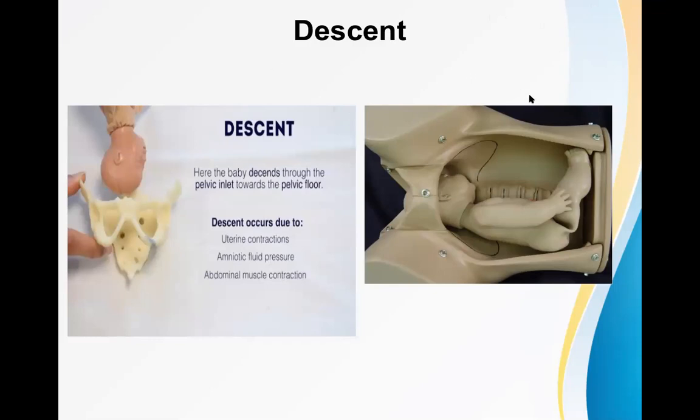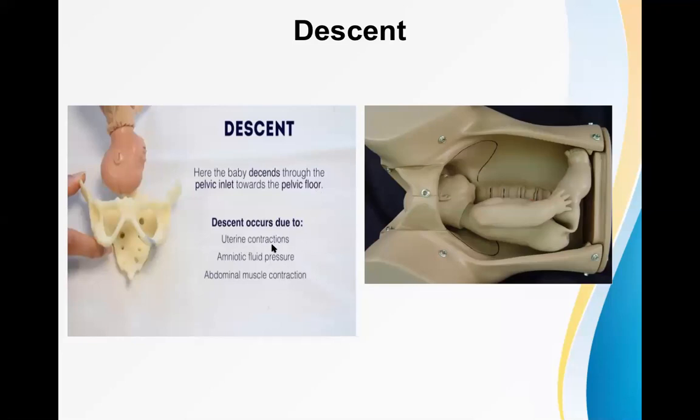Fine. So let's continue. What I'm talking about is what happens in the descent. Here the baby descends through the pelvic inlet towards the pelvic floor, and when the presenting part touches the pelvic floor, there will be internal rotation and flexion of the neck, and that will further change the position. Remember, when it enters inside, it is occipito-transverse position. Later on, it will turn into occipito-anterior position.